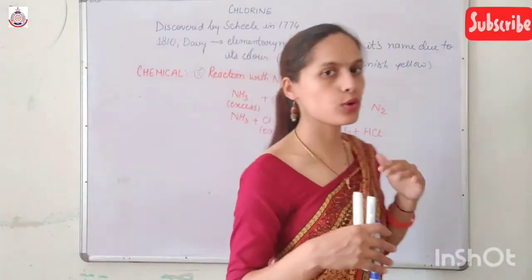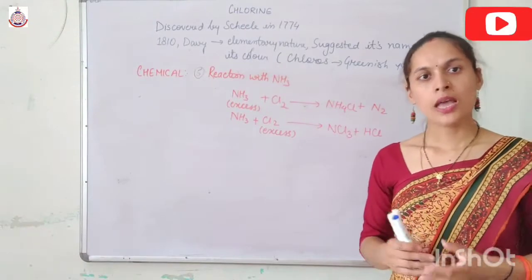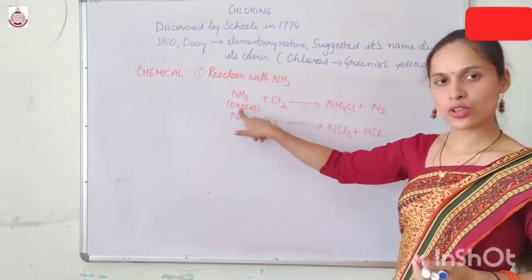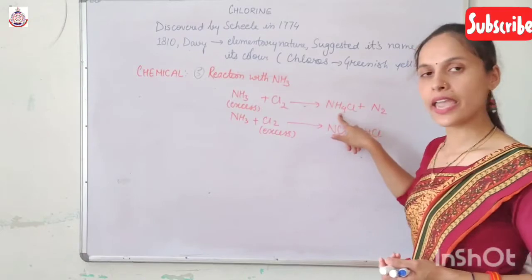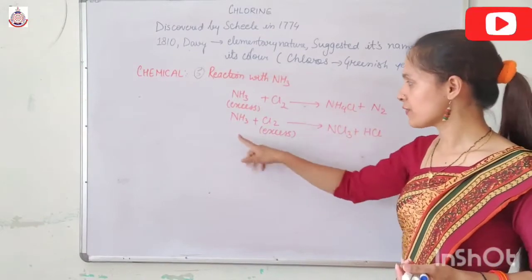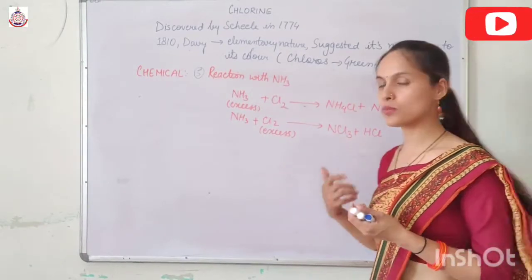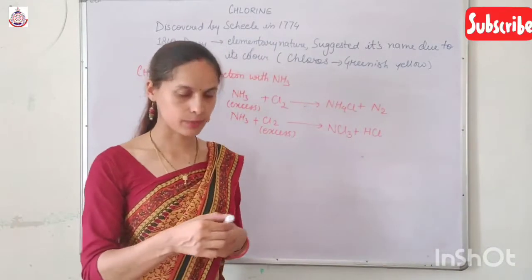So chlorine reacts with ammonia, but if we have excess of ammonia, then it forms NH4Cl and N2, and if we have excess of chlorine, then it forms NCl3 plus HCl.